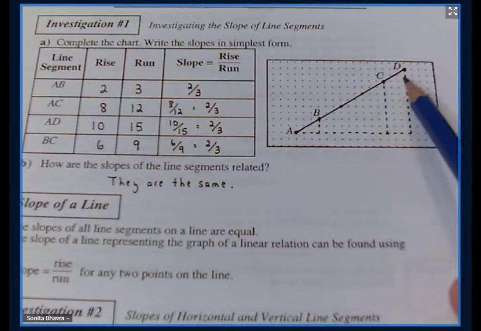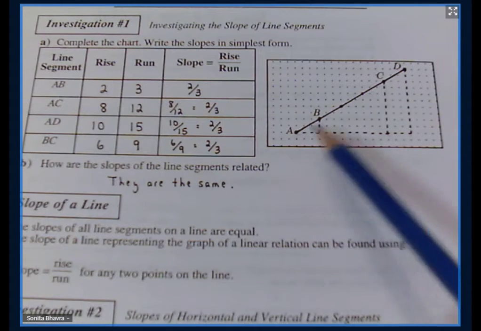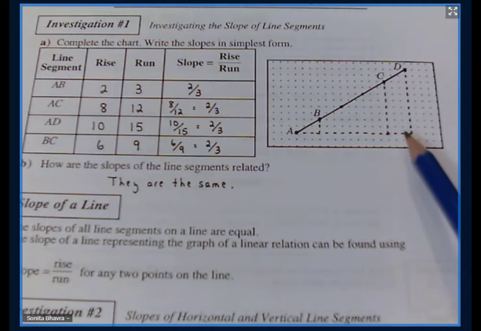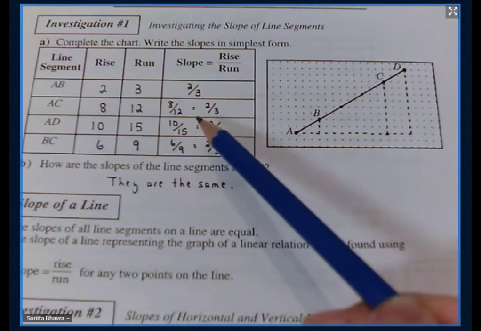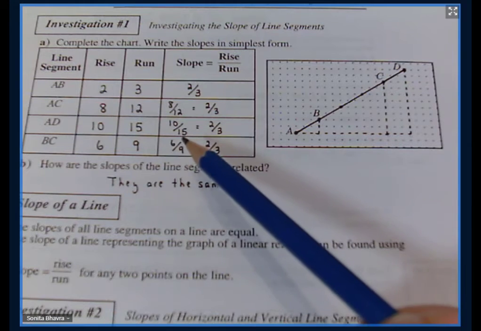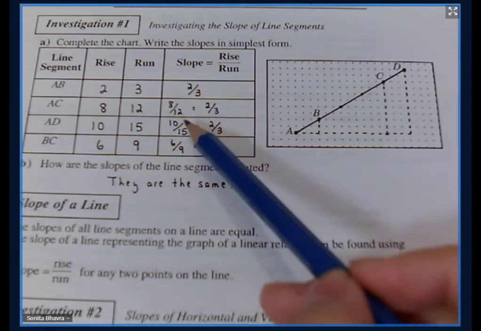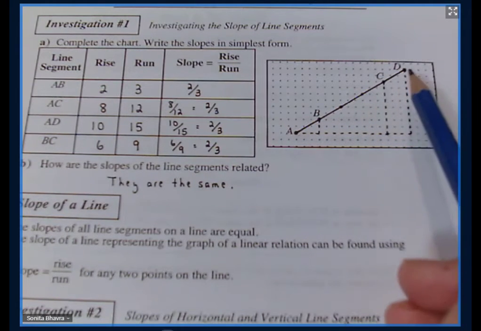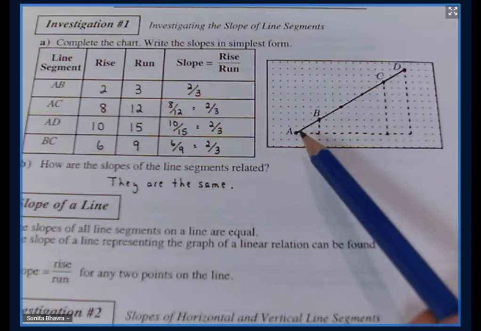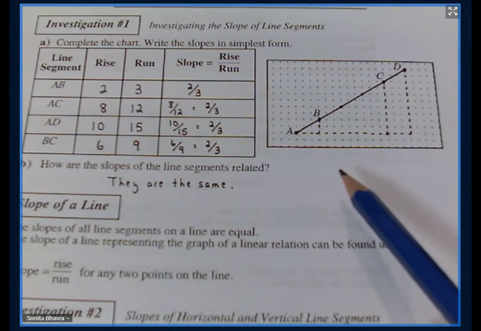Point A to D, same thing. Count your rise, count your run. Our rise is 10. Our run is 15. Therefore, our slope is 10 over 15, and once you reduce that, it's still 2 over 3. So the only thing we were investigating is that for any points on that same line, the slope will always be the same.